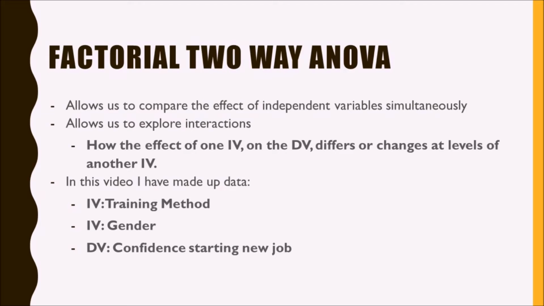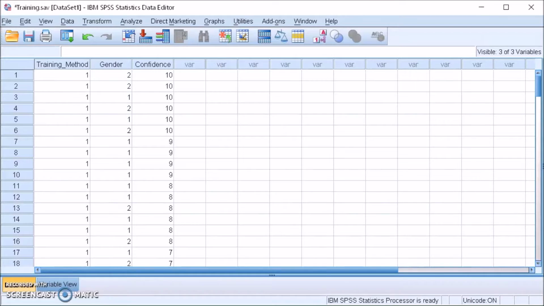In today's analysis, we'll be exploring a factorial ANOVA with two independent variables. Those independent variables are training method and gender, and we'll be looking at how both those variables impact confidence starting a new job. I would like to draw your attention to the fact that this data is made up. I have simulated it for the purposes of this video.